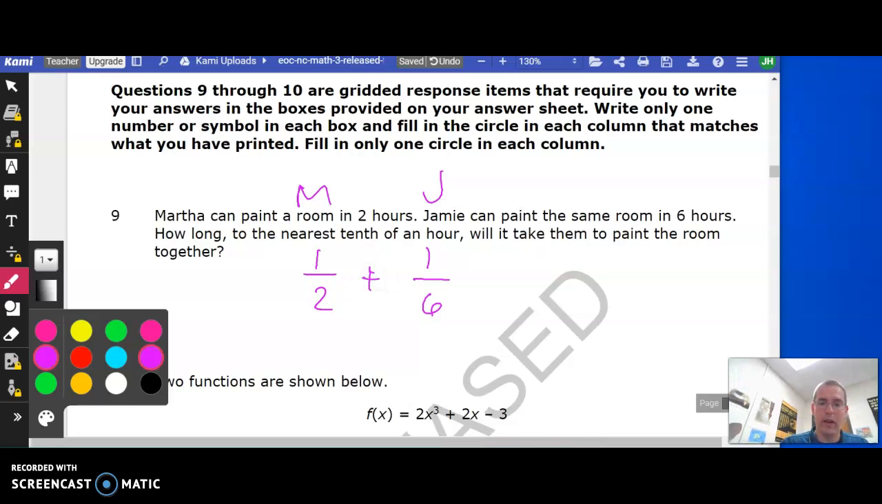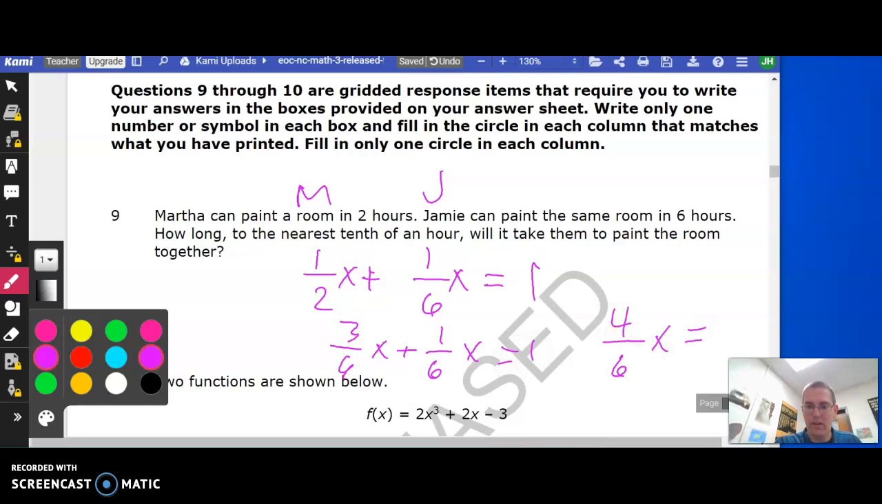So if they're working together, we want to add their rates and see how long it will take them to do 1 room. So her rate times the time, Jamie's rate times the time, and that's going to equal 1 whole room. At this point, I could find a common denominator and solve that way. It shouldn't be too bad. The common denominator would be 6, so that would be 3/6x plus 1/6x equals 1. That means I would have 4/6x is equal to 1, and then multiply both sides by 6/4. We get that to cancel out. And that means my answer is 6/4, which reduces to 3/2 or 1.5.